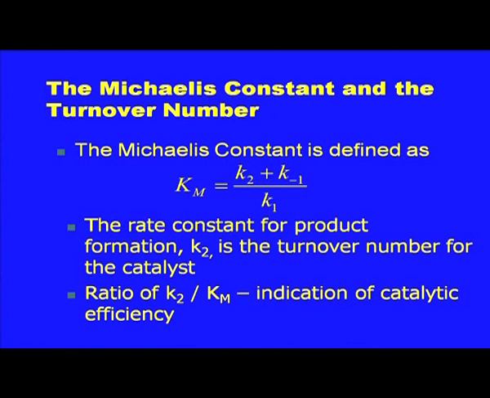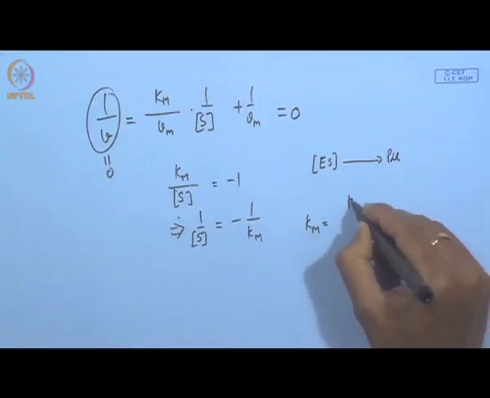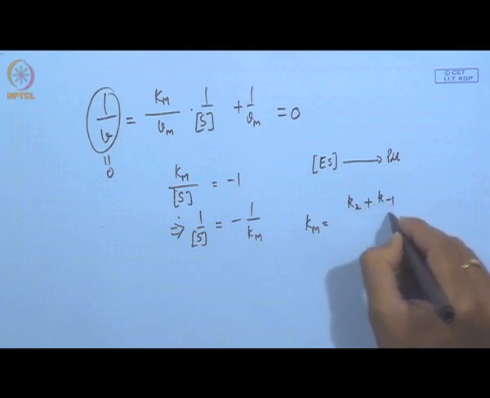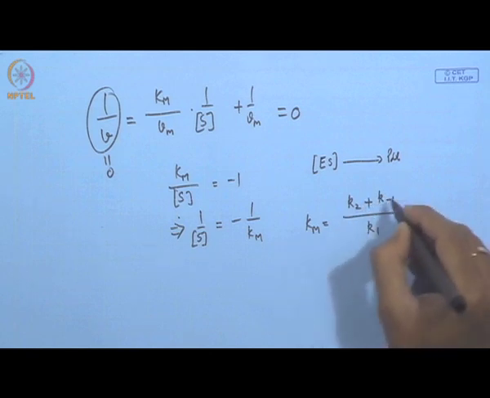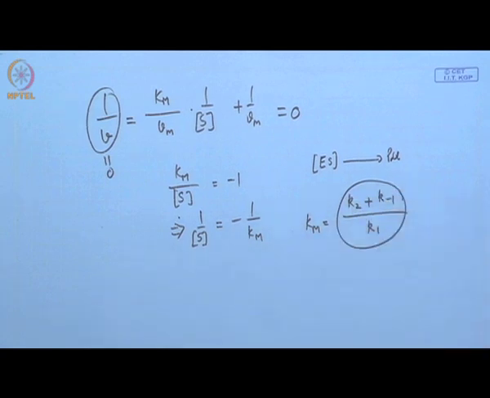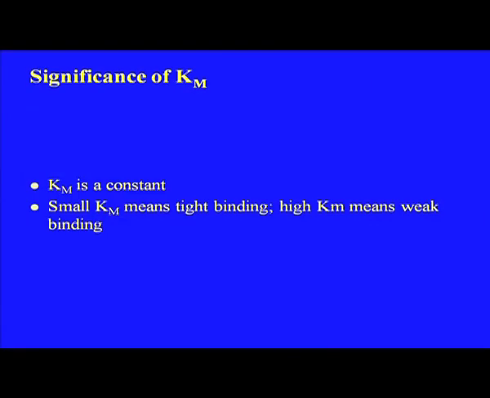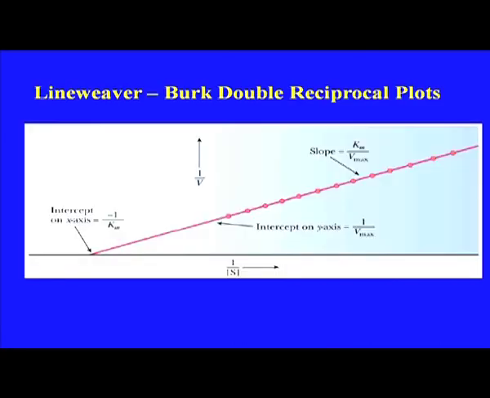And Km is this one, Km is K2 plus K minus 1 by K1. So, this is a combined K, means combined constant. Okay. So, what is the meaning of small value of K, and what is the meaning of large value of K? Okay. That means if you go back to this plot, how will this plot be affected?